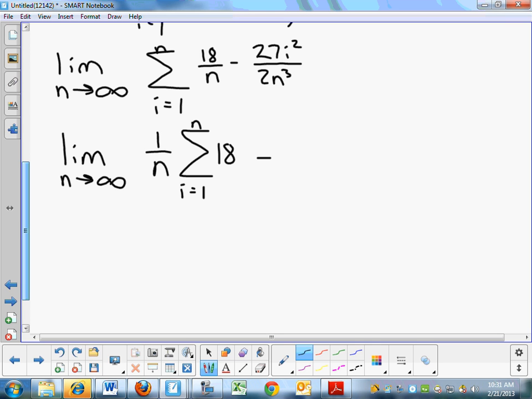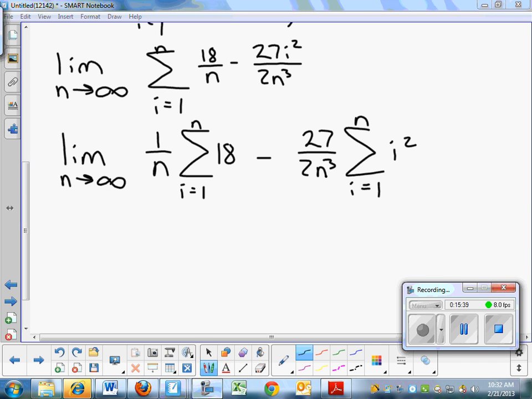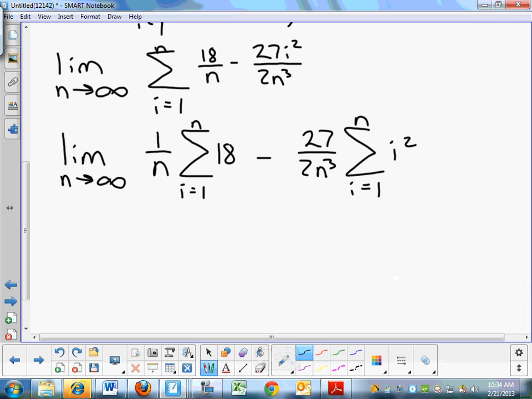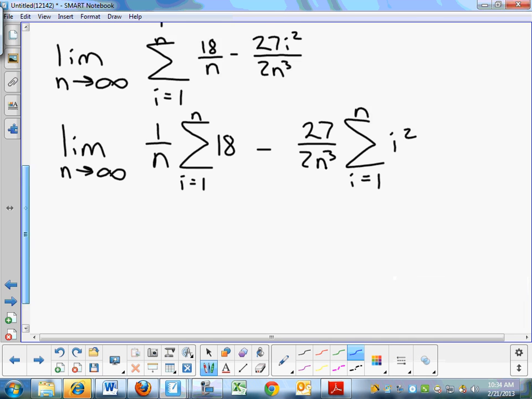Minus 27 over 2n to the third, sum from i equals 1 to n of i squared. Well, we've always done that before. But I'm going to pause the video and show you a new sum that we can put up on the board. That rectangle piece. Okay, let's go to work.